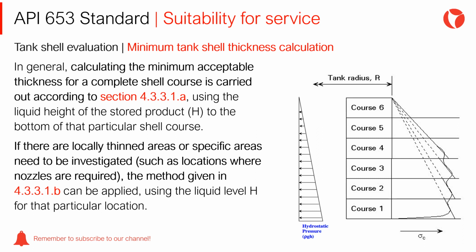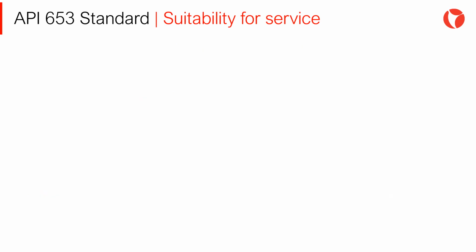Let's review the minimum tank shell thickness calculation. In general, calculating the minimum acceptable thickness for a complete shell course is carried out according to section 4.3.3.1.A, using the liquid height of the stored product, H, to the bottom of that particular shell course. If there are locally thin areas or specific areas that need to be investigated, such as locations where nozzles are required, the method given in 4.3.3.1.B can be applied using the liquid level H for that particular location.